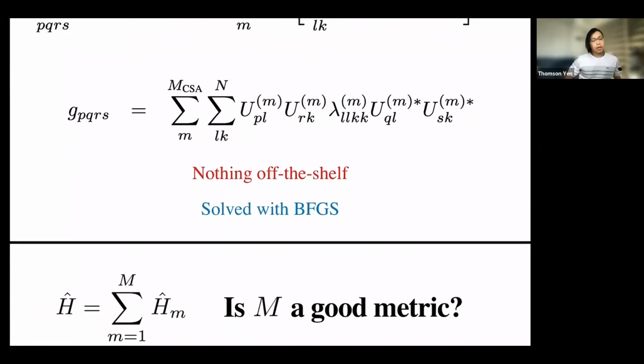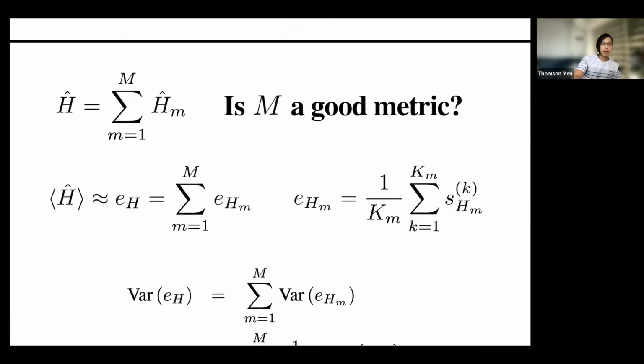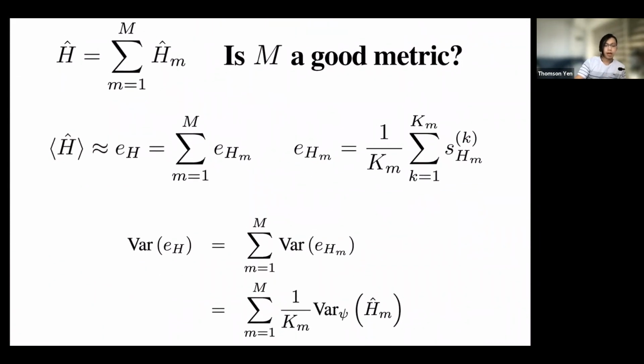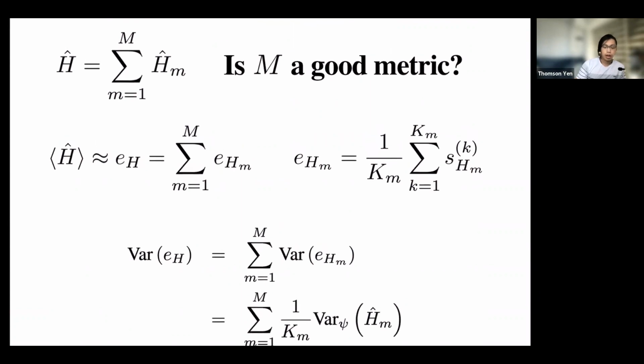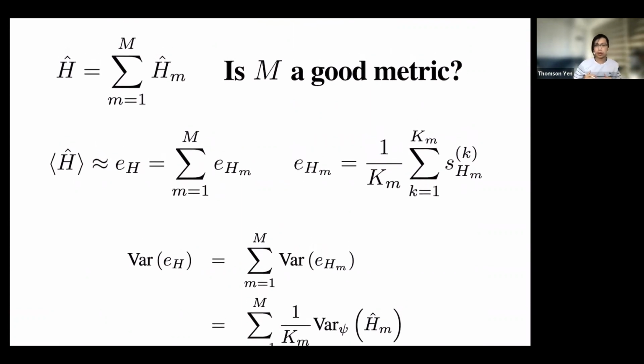So far, we saw a bunch of different methods, and they all decrease the scaling of M with respect to the number of orbitals. And before showing you the results in terms of number of groups, I want to question whether M is a good metric for comparing different methods. And it's not.